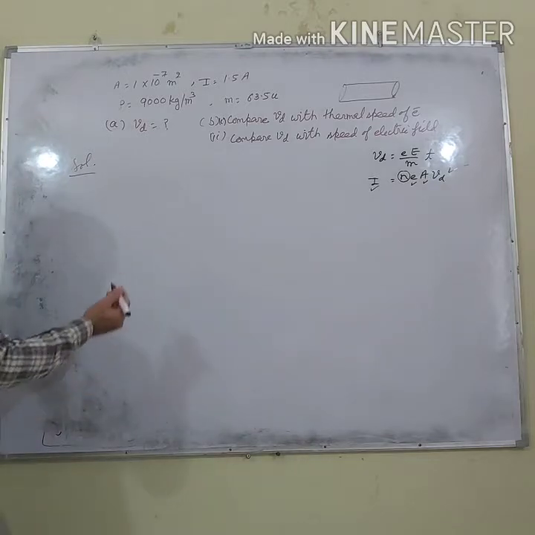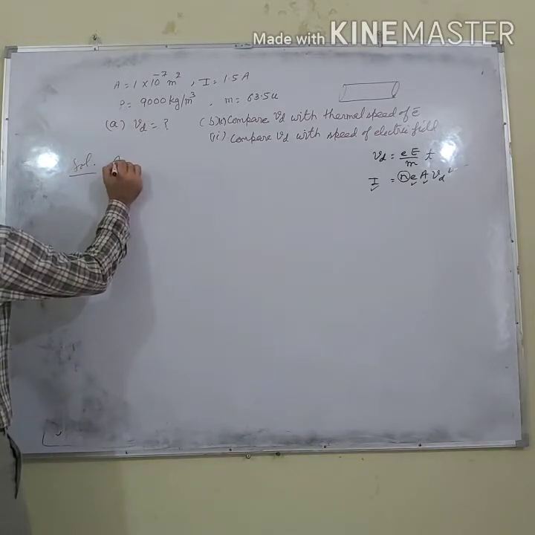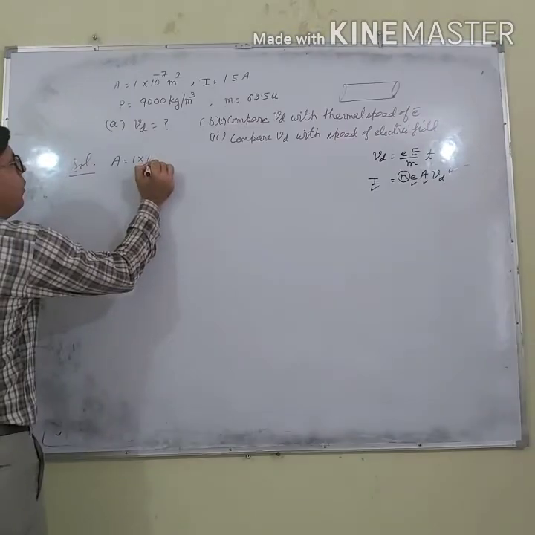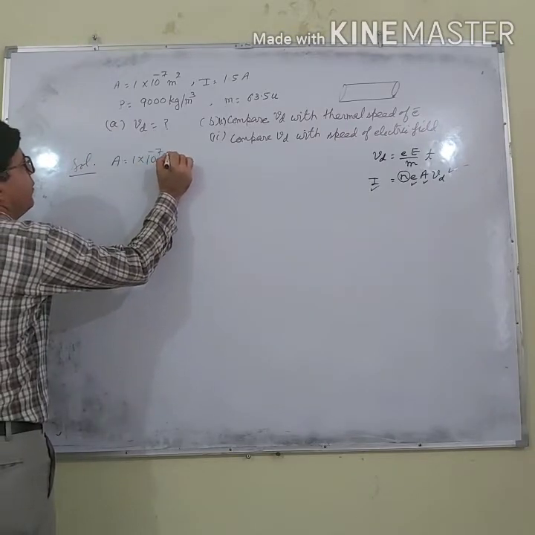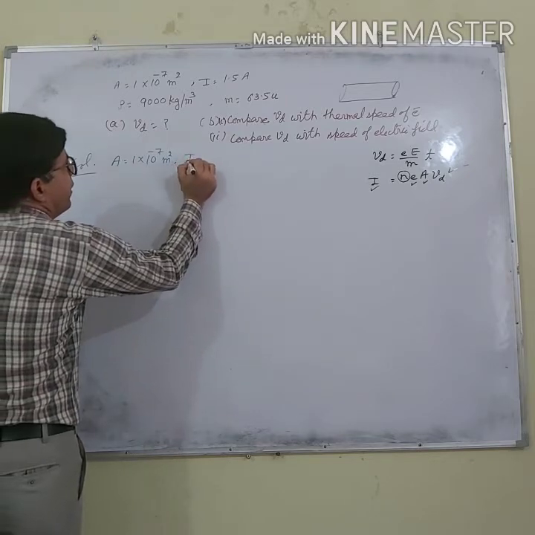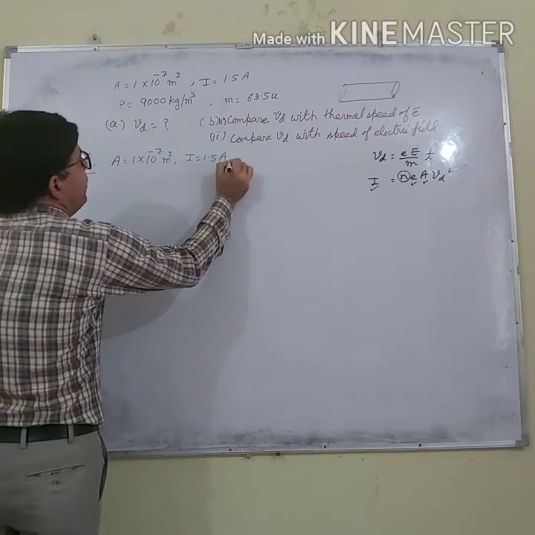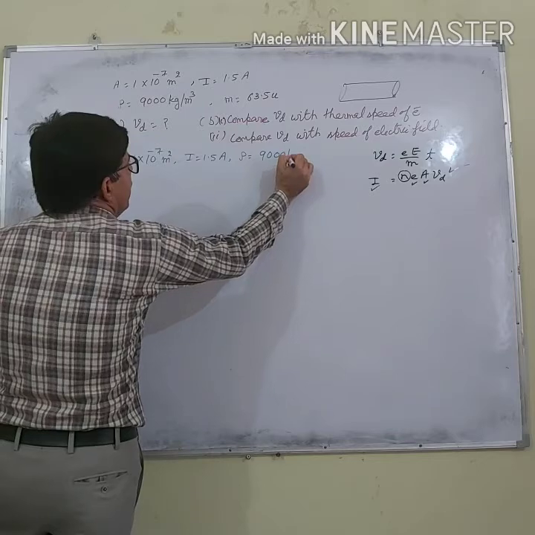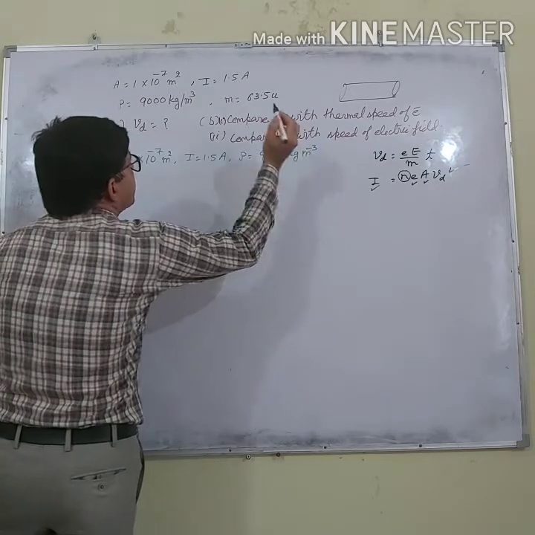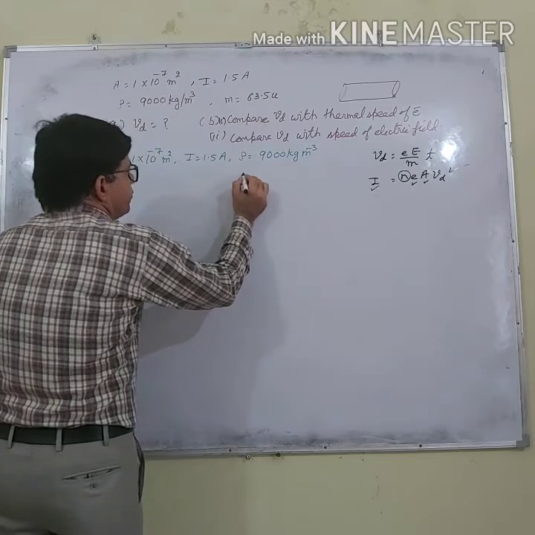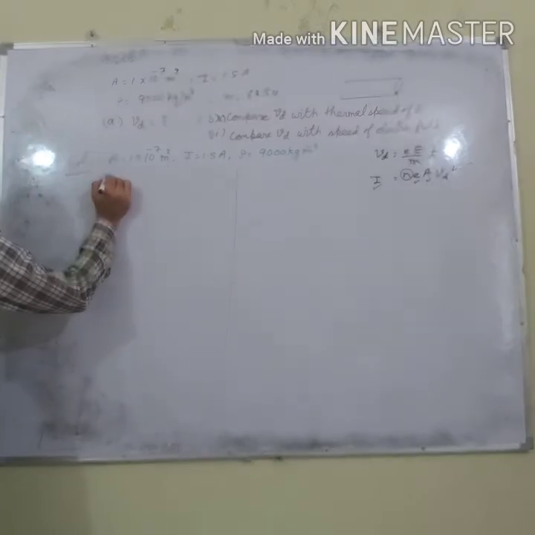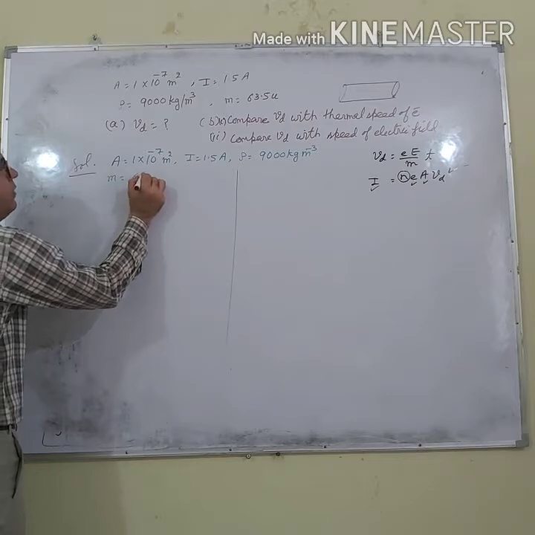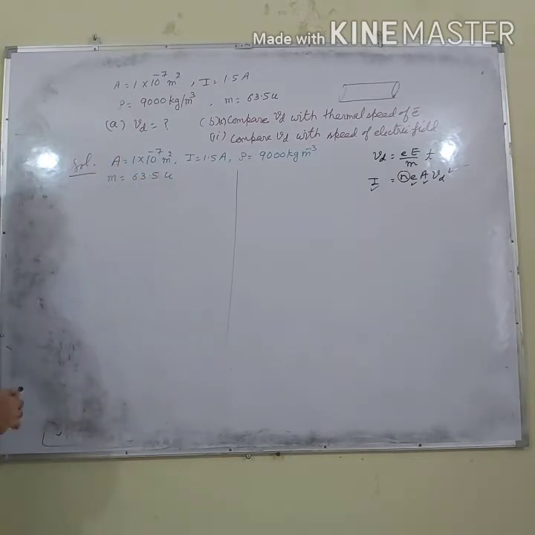Now we are given area is 1 into 10 to the power minus 7 meter square. Current is 1.5 ampere. Density is given to be 9000 kilogram per meter cube, and mass of copper atom 63.5. So let's calculate the n that I discussed with you.